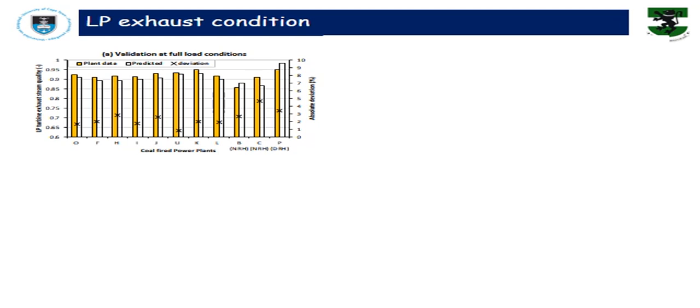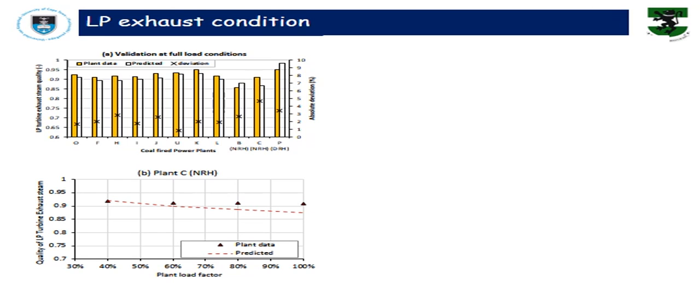So if you look at the predicted results of our model and compare it against the plant data, you can see that in all cases the exhaust condition is above 0.5. That is the LP dryness. The dryness fraction is 0.5. That's at full load condition.